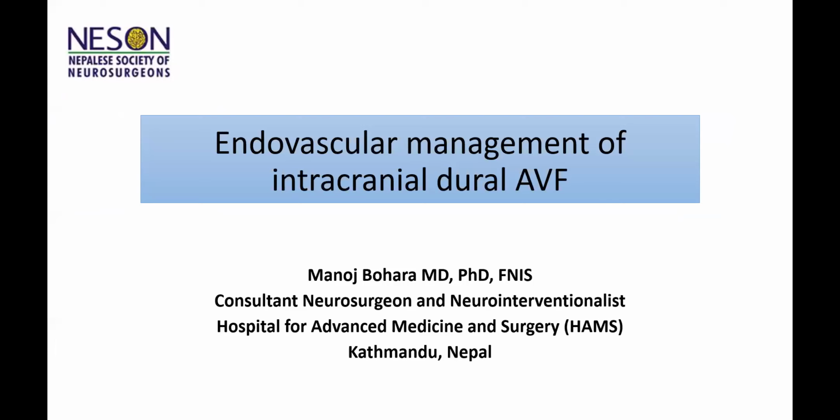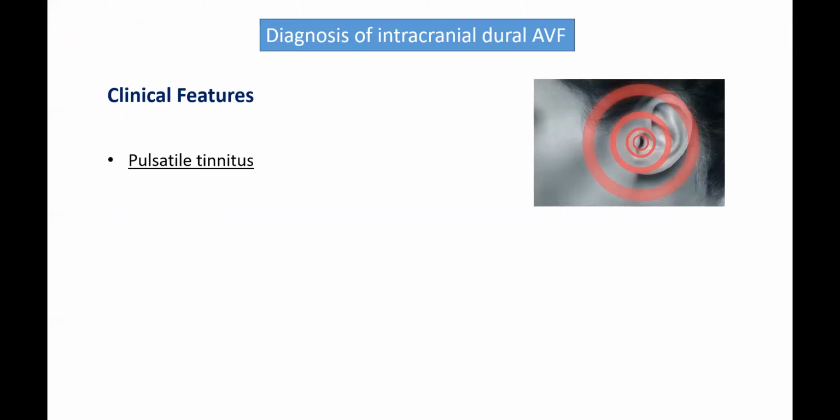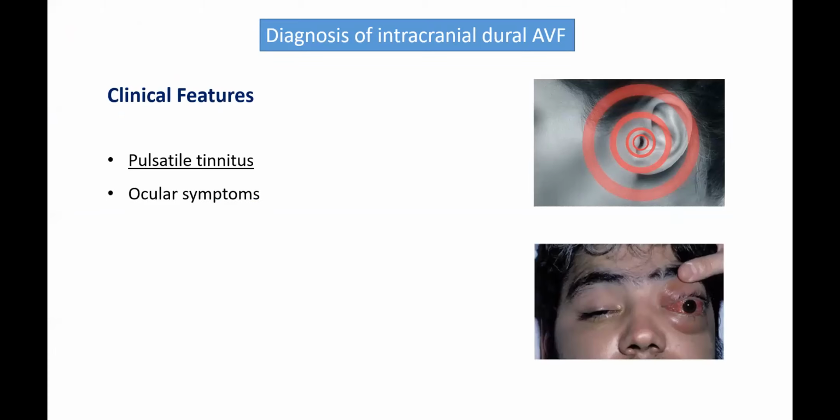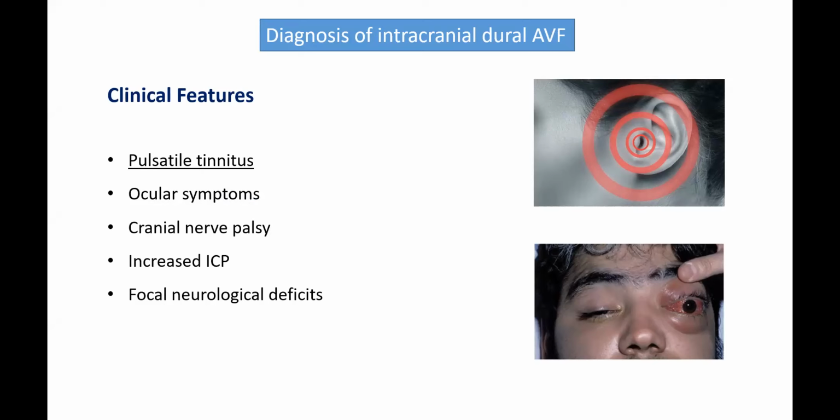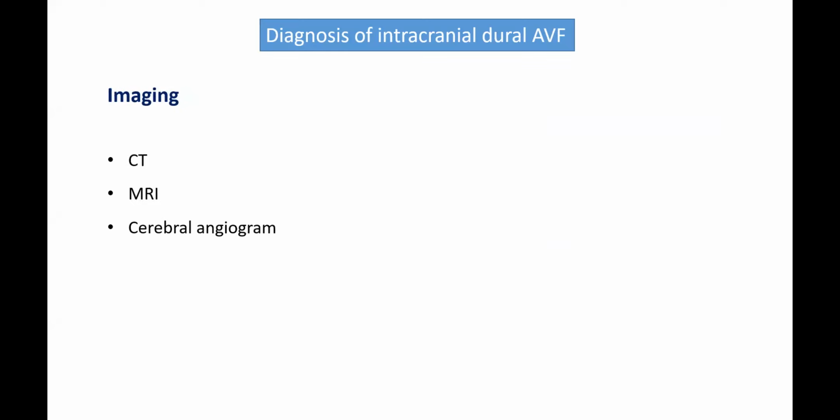Good evening, everyone. The topic of my presentation is endovascular management of intracranial dural AVF. The clinical features have already been described by Dr. Pritham, but I'll just focus on the major ones, like pulsatile tinnitus, which is one of the most common features, and ocular symptoms, mainly chemosis, exophthalmos, and diplopia in some cases. The other, aggressive type, which Dr. Pritham has already explained, can present with cranial nerve palsy, increased ICP features, local neurological deficits, and also intracranial hemorrhages. The diagnosis is mainly by CT and MRI, and the cerebral angiogram is, of course, the gold standard.